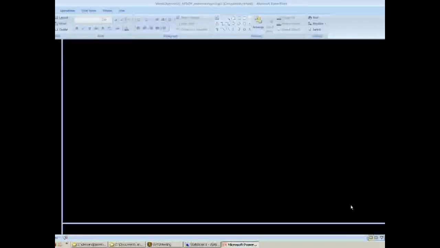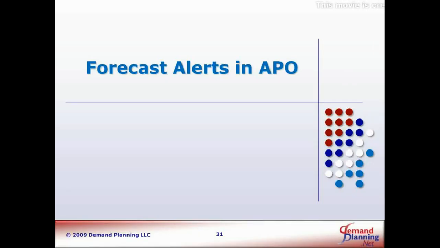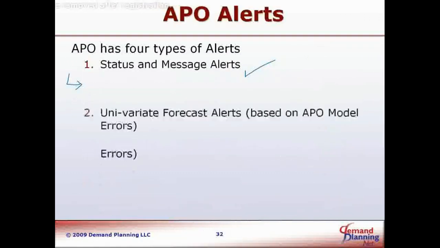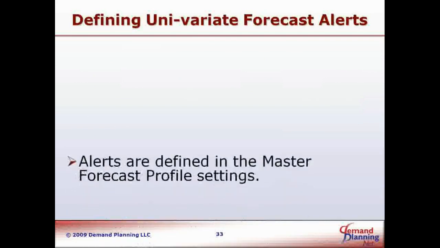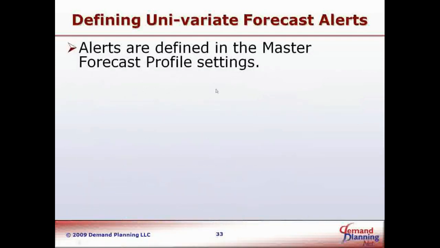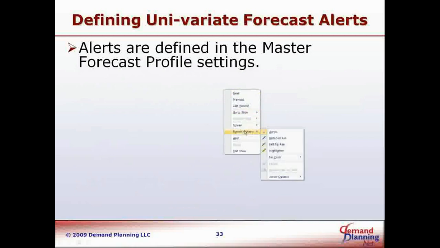Okay, so let's talk about alerts. So let's start again with forecast alerts. So basically, as we mentioned before, we'll talk about forecasting alerts, and as we mentioned before, there are 4 alerts available. We'll be talking about univariate forecast alerts in here. Defining univariate forecast alerts. Alerts are defined in the master forecast profile settings, basically.